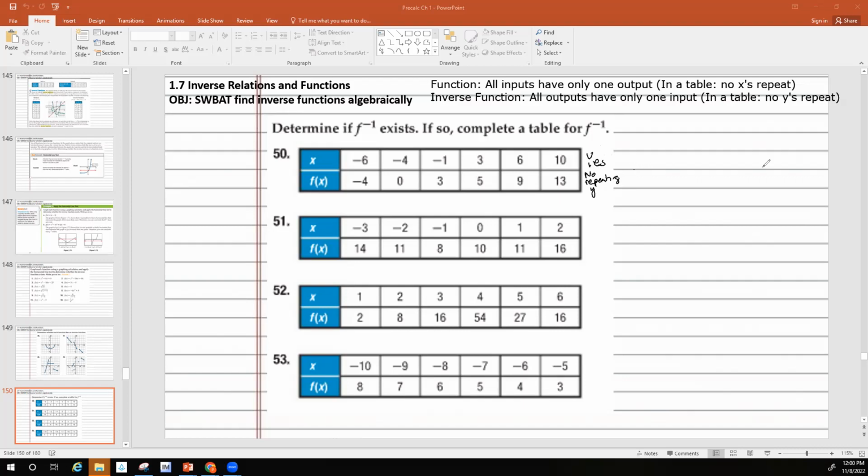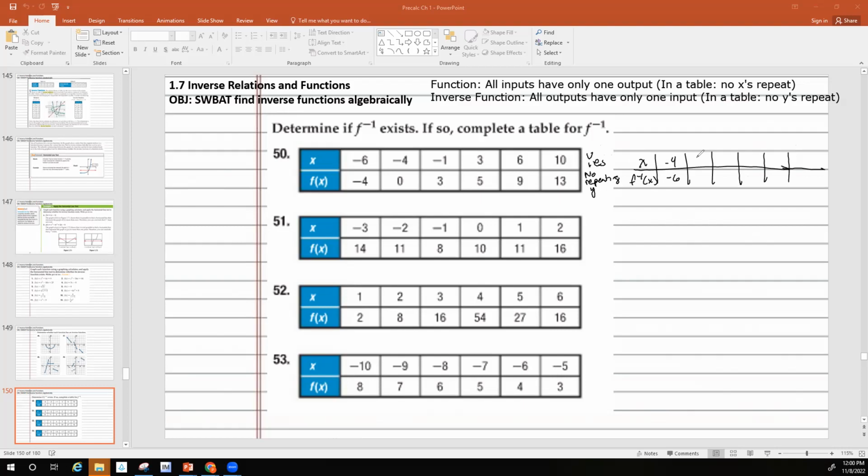Okay, so what we would do is the inverse of f of x is just going to be switched. So instead of negative 6, negative 4, it's going to be negative 4, negative 6.